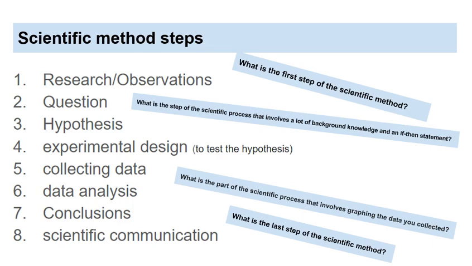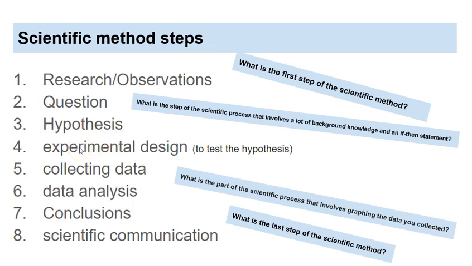Make sure you know the scientific method steps. The scientific method is used to help us learn about the world around us. So the first step is observation and research, and then second, there is going to be a question, and the third step involves a lot of background knowledge and also an if-then statement, which is called the hypothesis or the scientific guess.